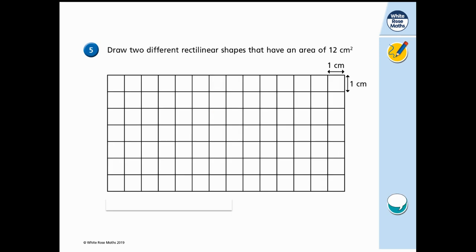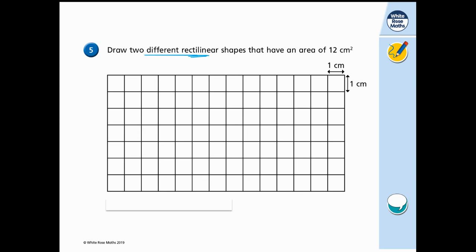So now you've got a bit of practice. This time, instead of drawing a rectangle, I want you to draw a rectilinear shape. So remember that just means the sides aren't parallel, but you're using straight lines to draw 2 different shapes that have an area of 12. So pause the video and have a go.